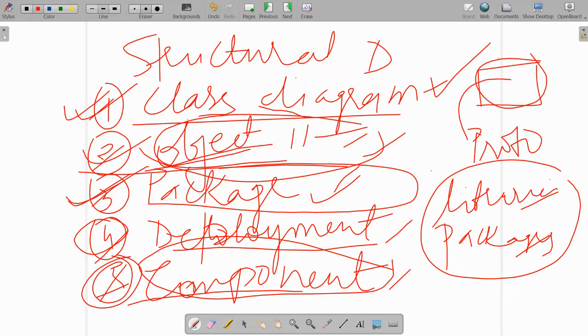I have just talked about what things are going to be required. What structure I require to build up the software system. That is the meaning of this. So this is about the structural diagram.